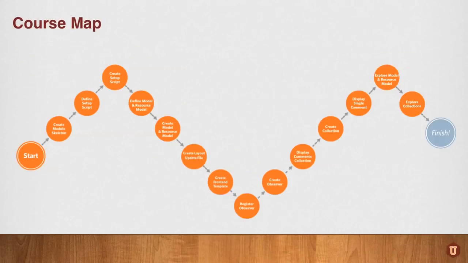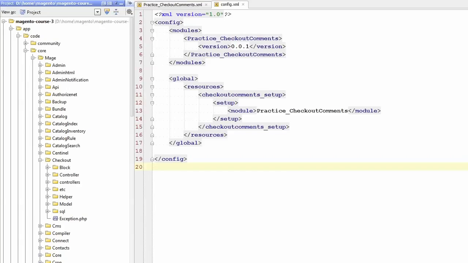Our next step is to create the setup script. Let's move on. In this video, we're going to create a setup script. In Magento, modules have a folder named sql for the SQL setup scripts. Why sql? The directory is called sql for historic reasons, even if setup scripts nowadays contain more than only SQL.